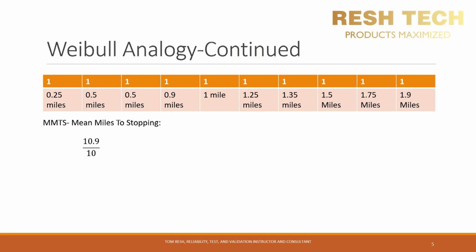And let's go ahead and solve this equation. Okay, so we have found that our MMTS is 1.09 miles. And here we go, ladies and gentlemen, our work is done here. We can use this data for the entire population, and now we can go grab some beers and call it a day.